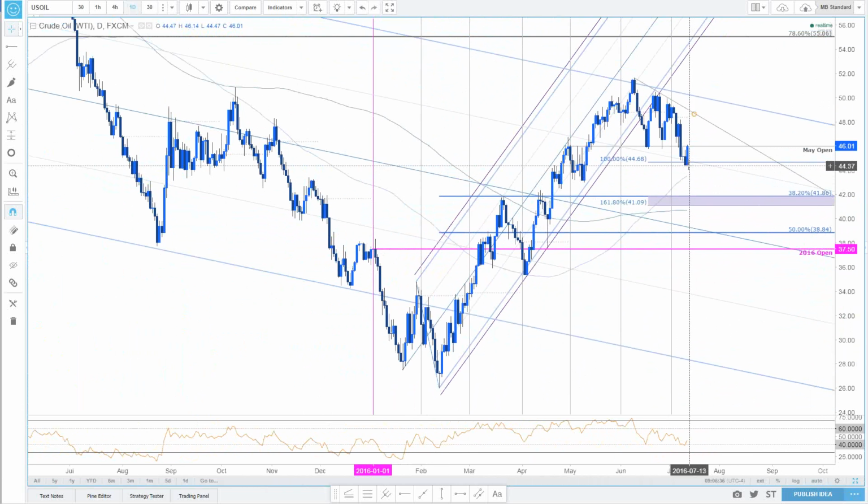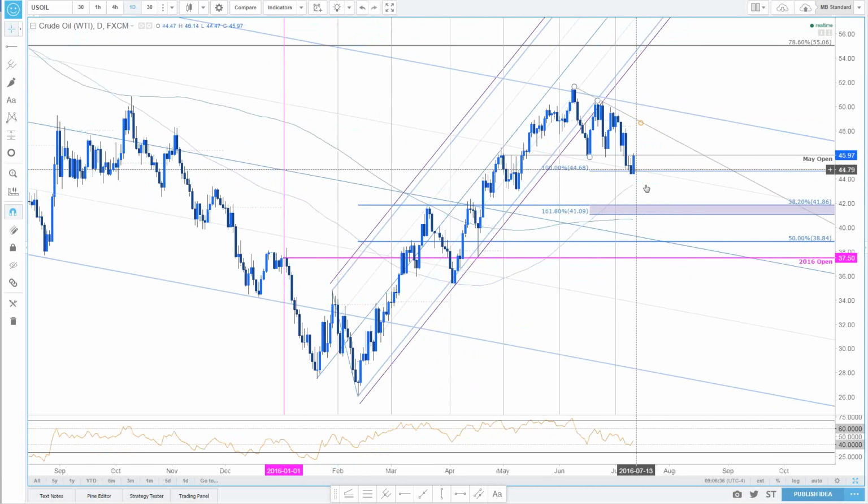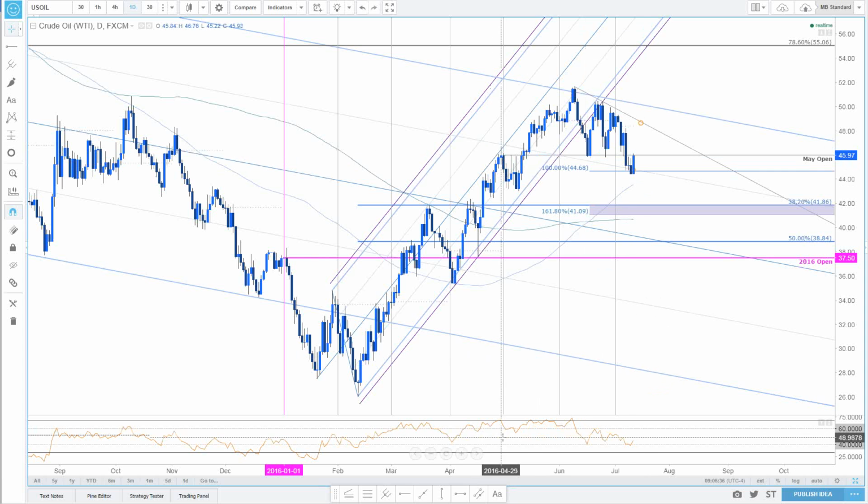So you did close just below it. The actual close yesterday was 44.47. We were looking for a hold around 44.68. Here's the rebound coming right back up to check former support, now resistance, at the May open. That's 45.98.